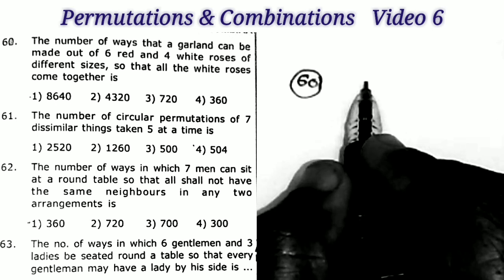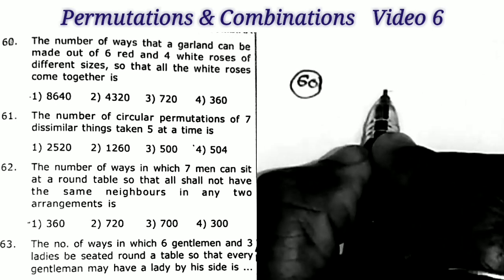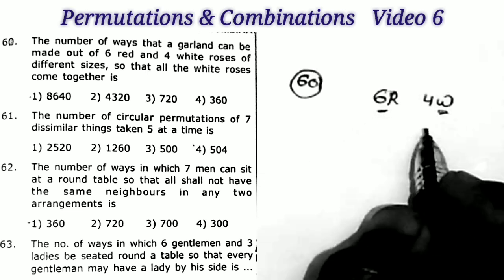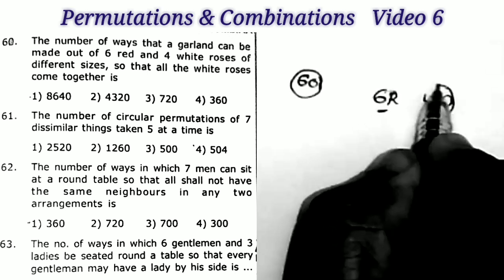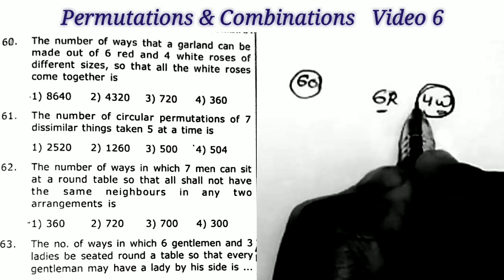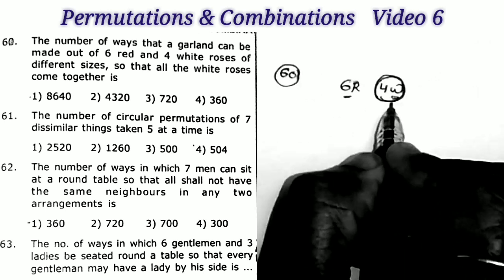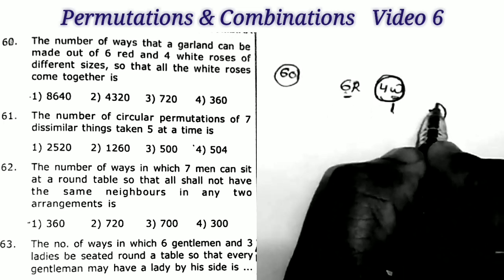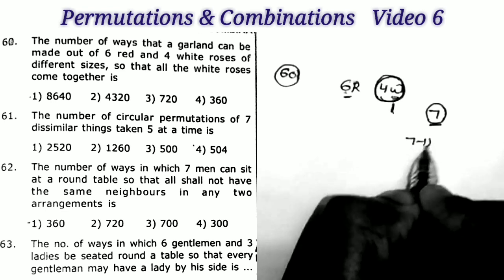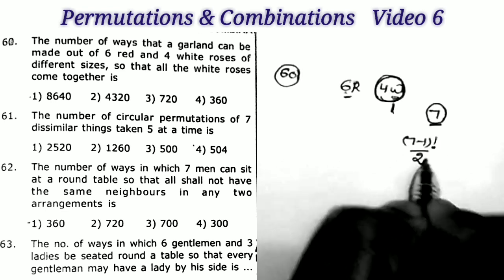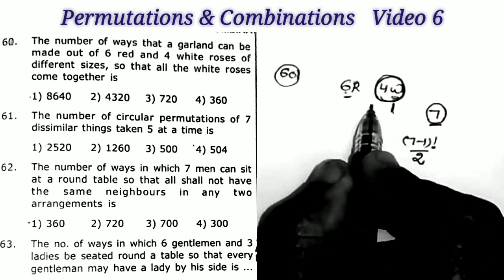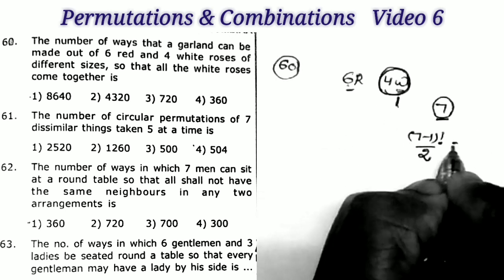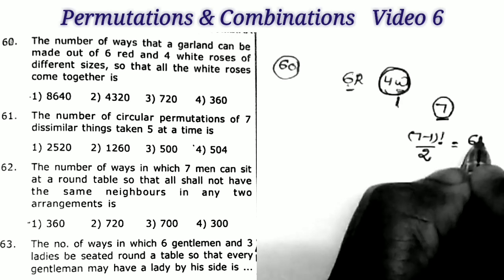The number of ways that a garland can be made out of 6 red roses and 4 white roses of different sizes so that all the white roses come together. All the white roses come together means first we have to treat all the white roses as one unit. Now 6 plus 1 is equal to 7. Now we can arrange these 7 in 7 minus 1 factorial by 2. Always remember that in case of flowers or beads we have to take the formula by 2. So this is equal to 6 factorial by 2.